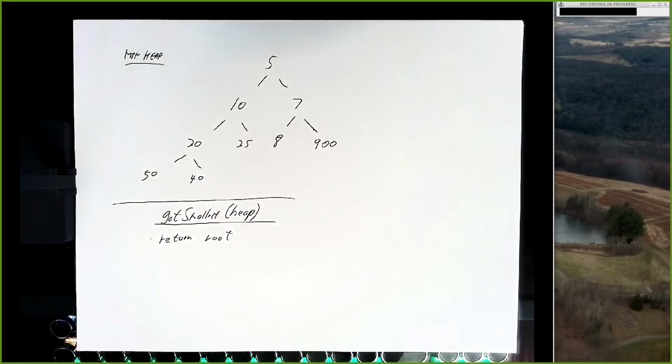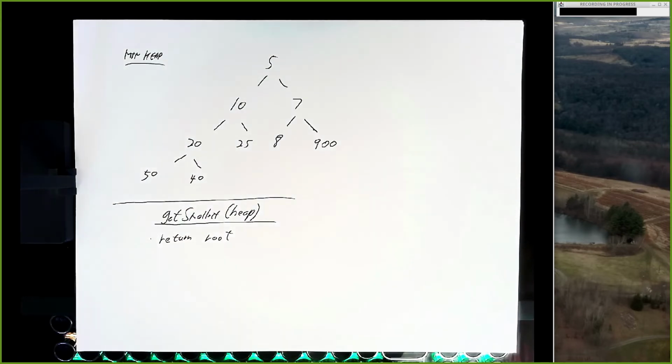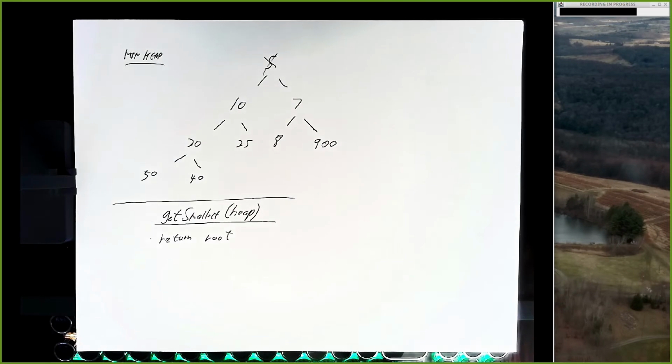The value we want to return is the root of the heap. But if we're going to remove this from the heap, we're going to have an empty spot up there. So what should we put in place of that 5 in order to preserve the heap shape and preserve the heap property? Well, it's not clear how to do that up front.